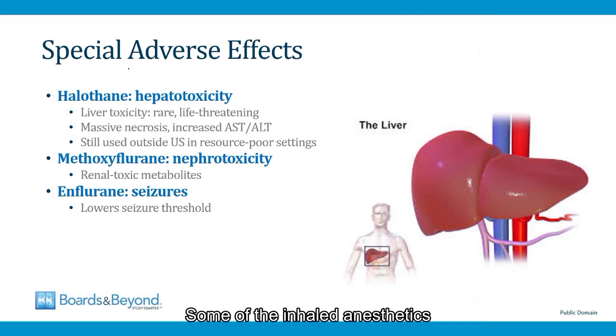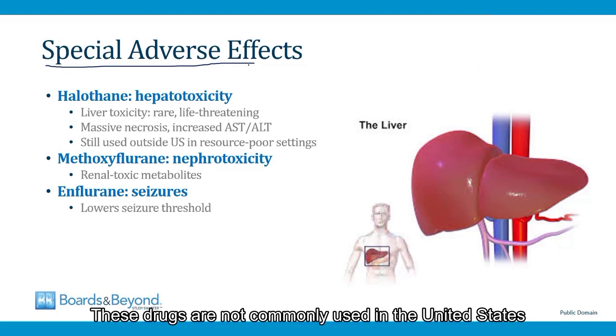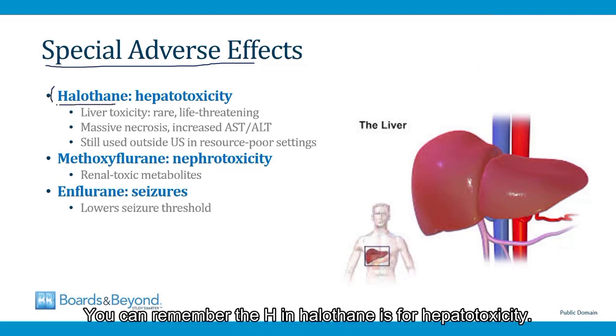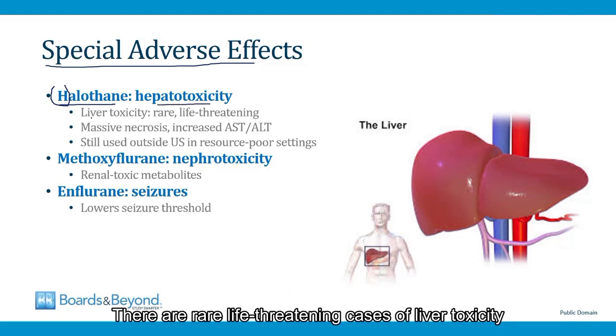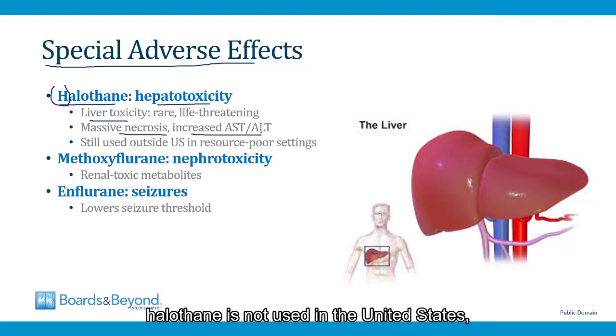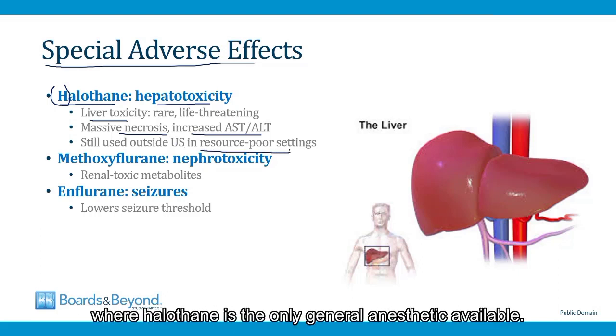Some of the inhaled anesthetics have special adverse effects, which we'll talk about now. These drugs are not commonly used in the United States in modern practice. The first one is halothane. You can remember the H in halothane is for hepatotoxicity. There are rare life-threatening cases of liver toxicity in response to halothane. In a small number of patients, it can trigger massive necrosis in the liver with very high AST and ALT. For this reason and other reasons, halothane is not used in the United States, but it's still sometimes used outside the U.S. in resource-poor settings where halothane is the only general anesthetic available.